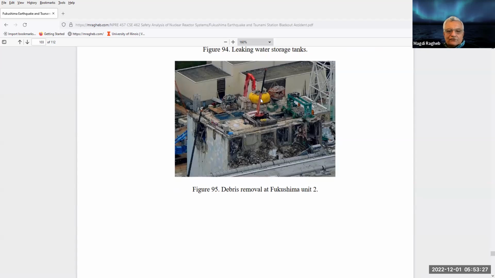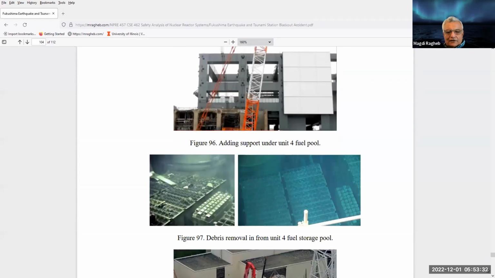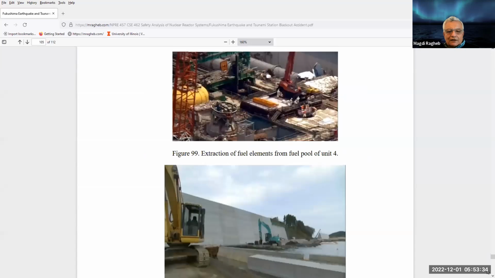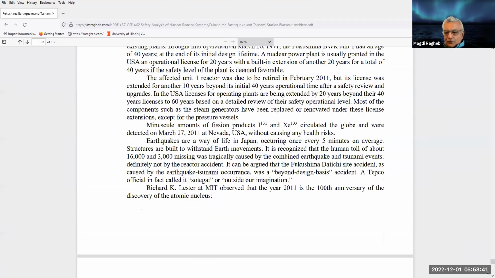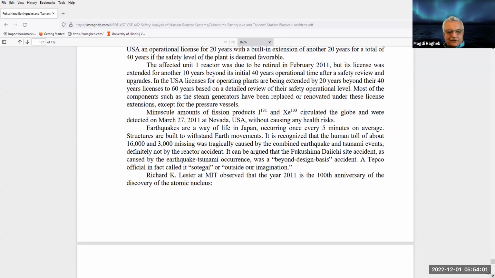You could see here the top of unit number 2 removed. That was because that unit was basically not operational. And basically the radiation risk was such that nobody was affected in Tokyo. And that is a neat thing that happened to us. Earthquakes are a way of life in Japan, occurring almost every 5 minutes on average. Structures are built to withstand Earth's movement. And basically the society there has lived with it, even with the case of tsunamis affecting the fishing industry.